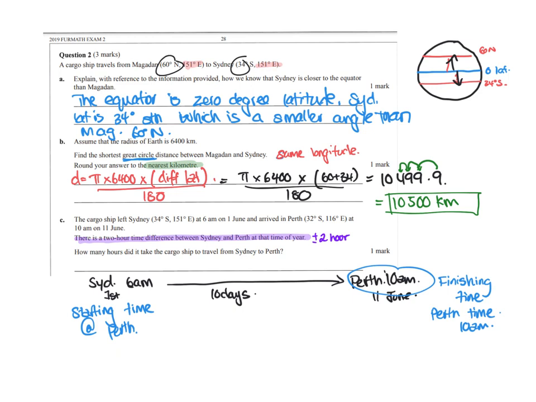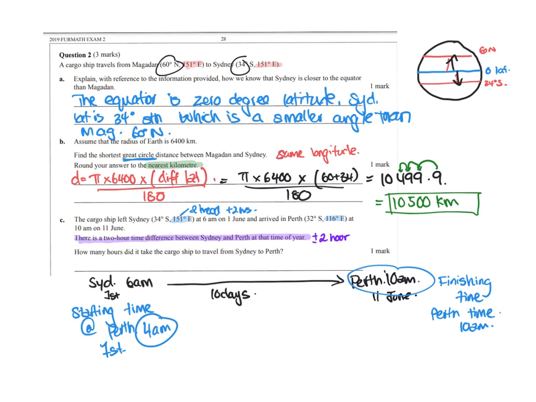Now, if we look up here in the longitudes, Perth is not as far east. So that means that Sydney is ahead by 2 hours. So if Perth is behind 2 hours, the starting time was actually 4 a.m. on the 1st, because Perth is 2 hours behind Sydney.